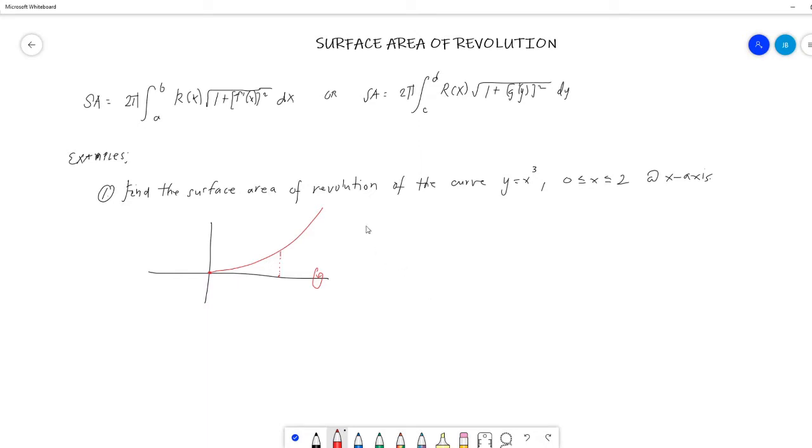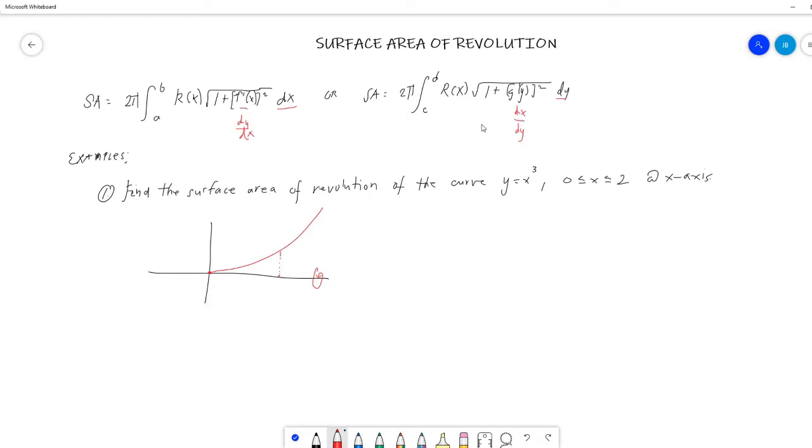So the formula for getting the surface area of revolution is 2 pi, the integral from a to b, r of x, square root of 1 plus f prime of x squared dx. This is if the limits given are in terms of x. That's why it's f prime of x, or dy over dx, right? If the limits are in terms of y, then this is g prime of y squared, that's dx over dy.